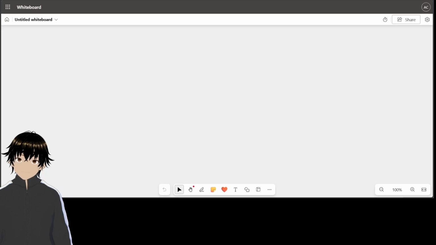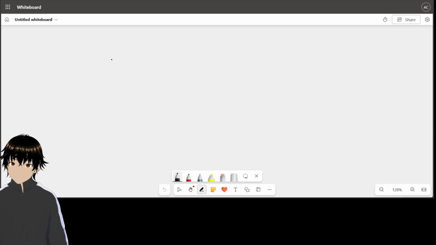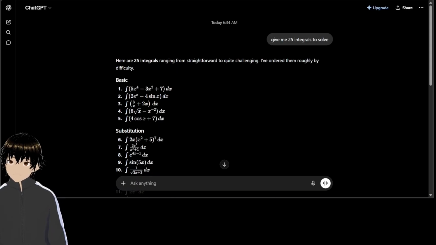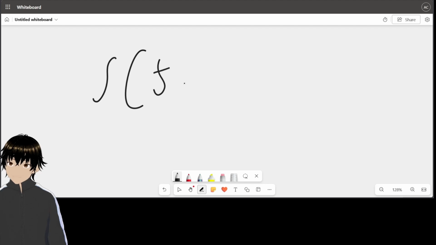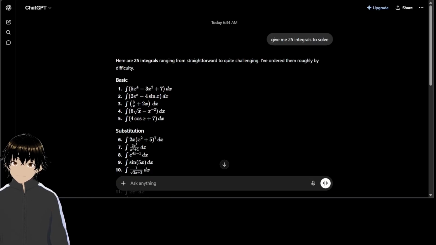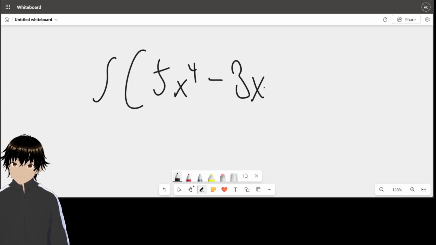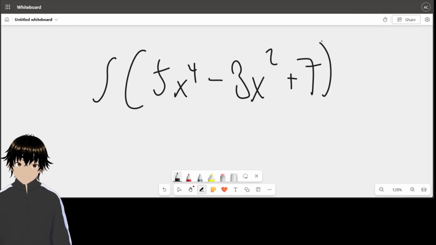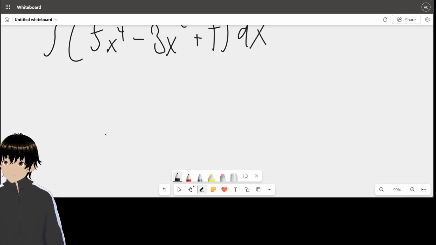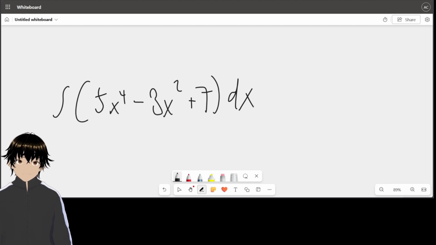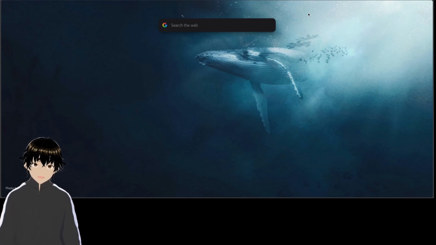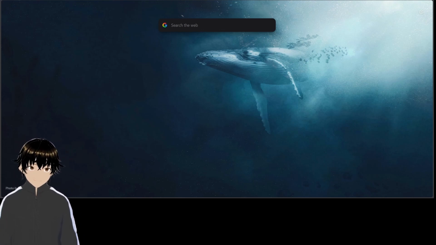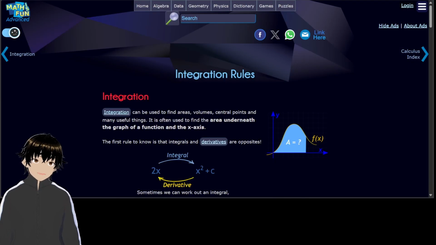Let's copy the first one: 5x^4 plus 3x^2 plus 7. Okay, so we're just going to find the integral of this. So let's first find the integral rules. Okay. So, integration rules.